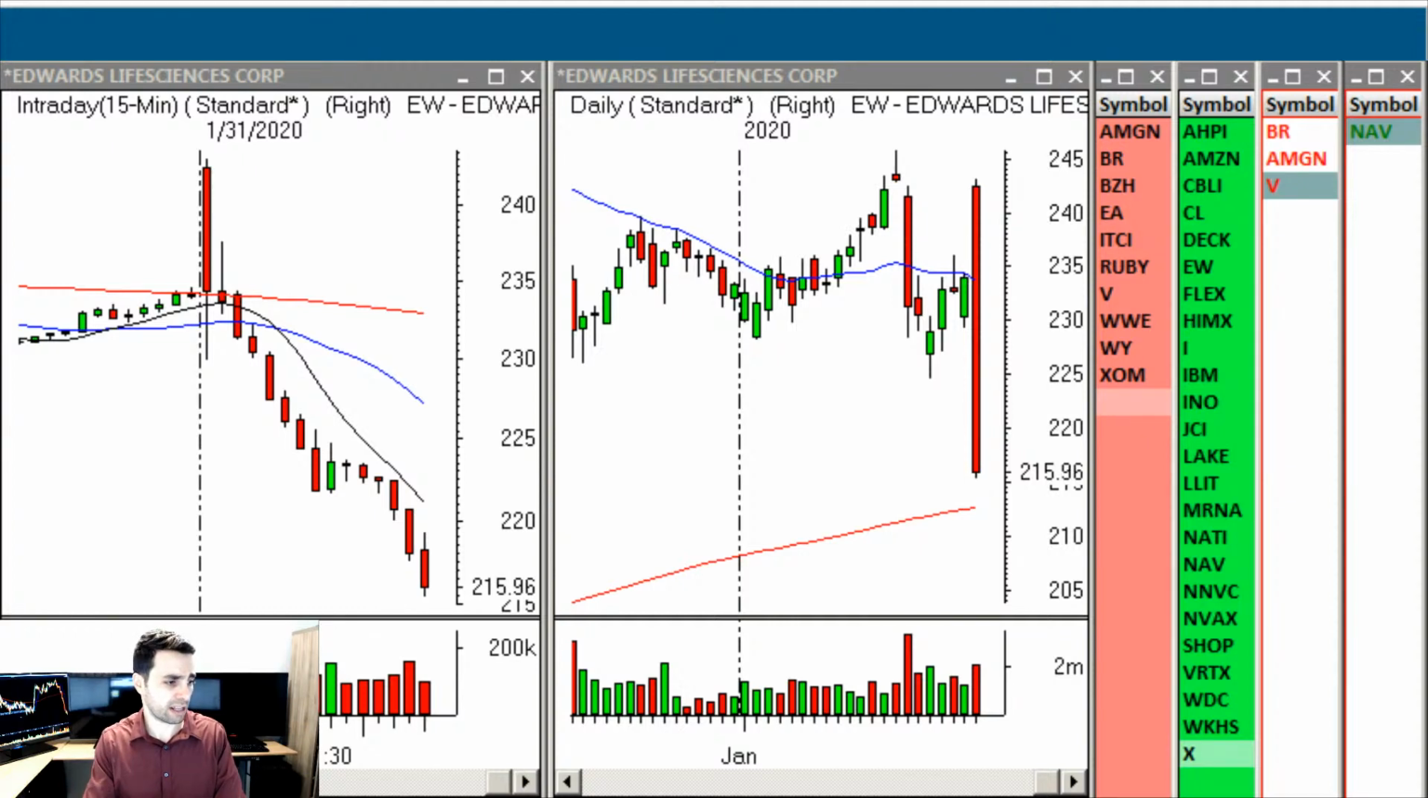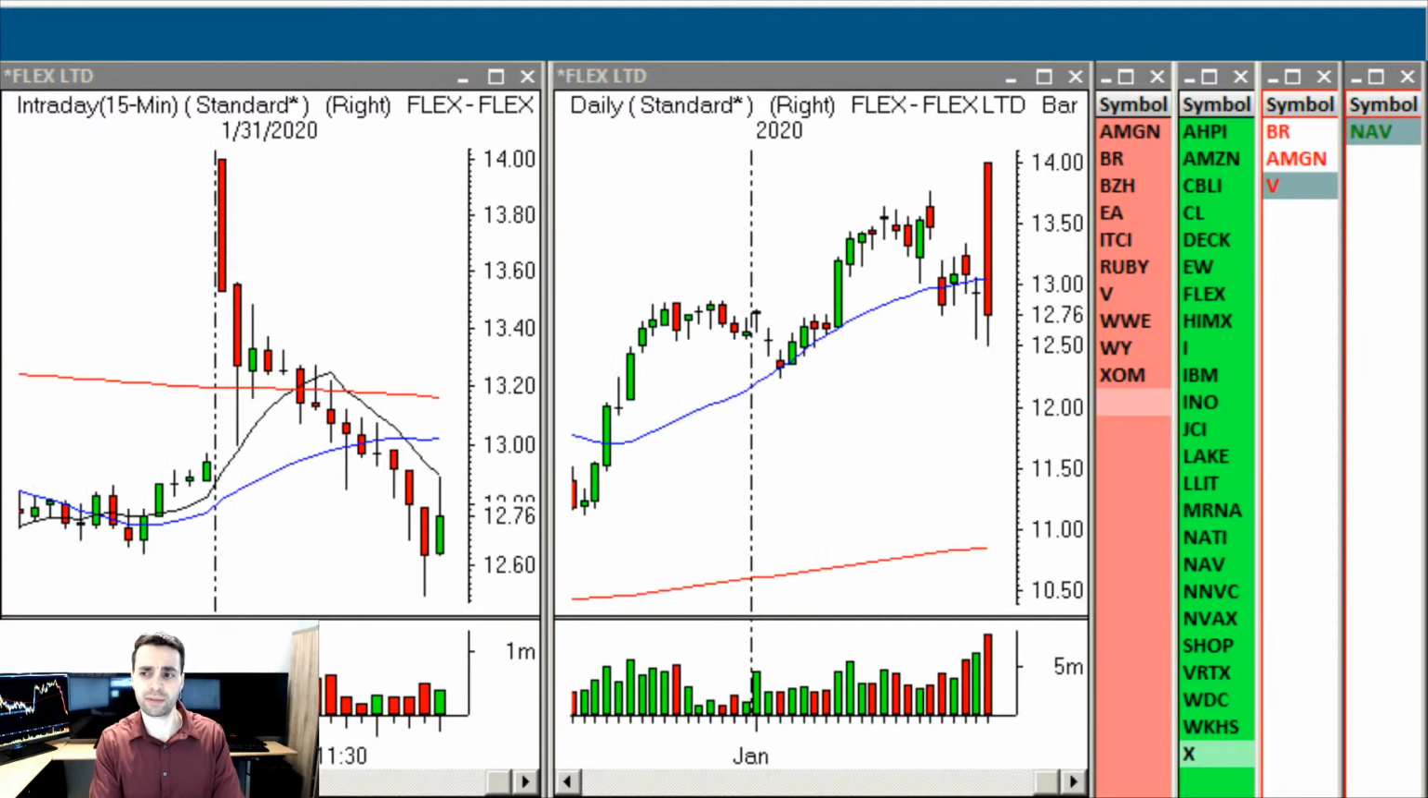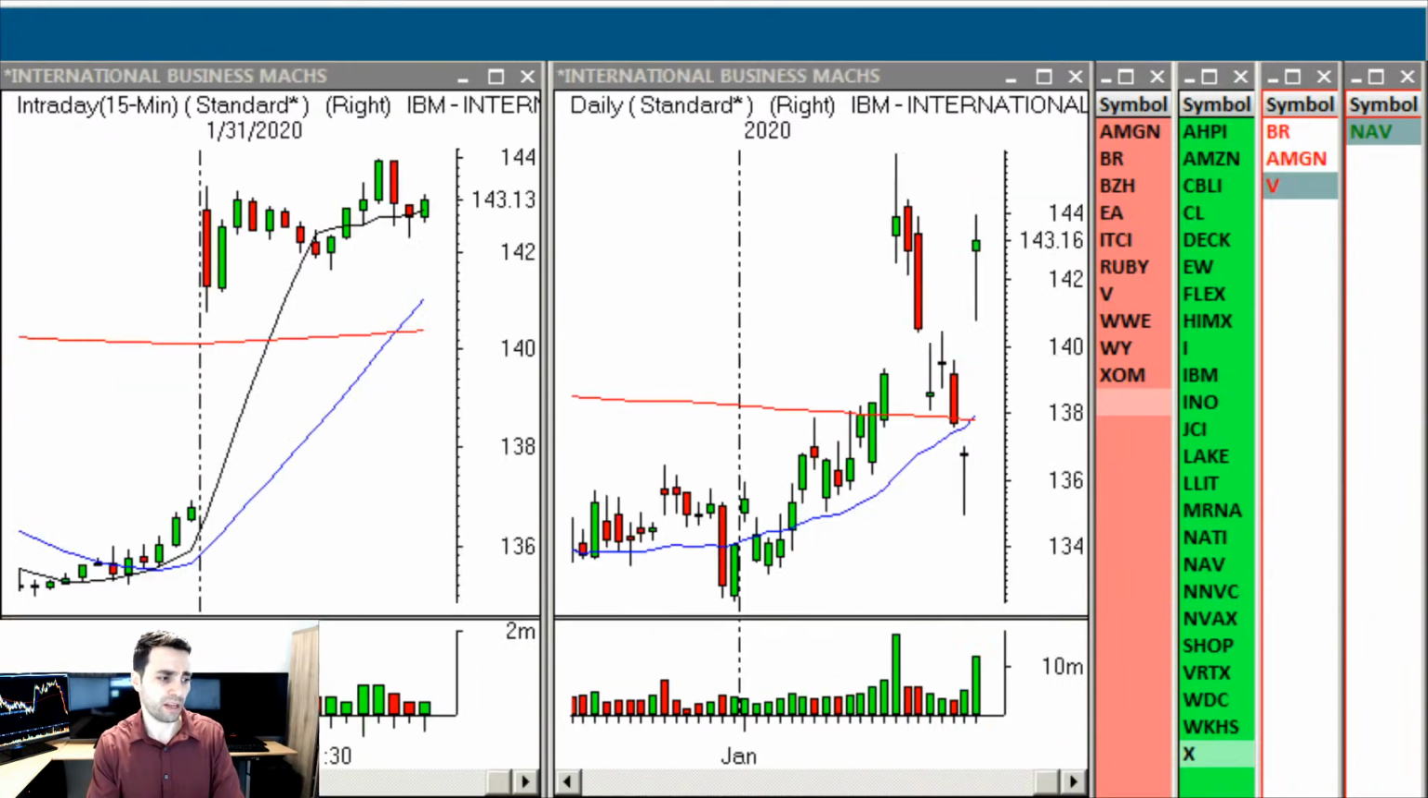And then as a long, if you want, Flex might have bottomed. I don't like to play climbos, the ones that, this is called a gap bury, that buried the gap. And then there's a buy setup on IBM. Here's a strategy for you.